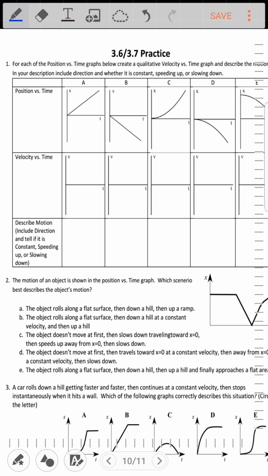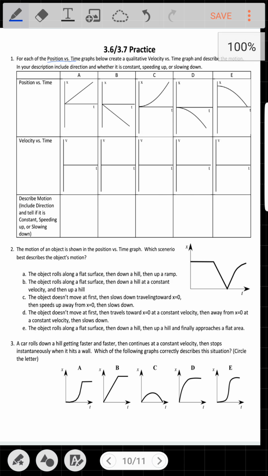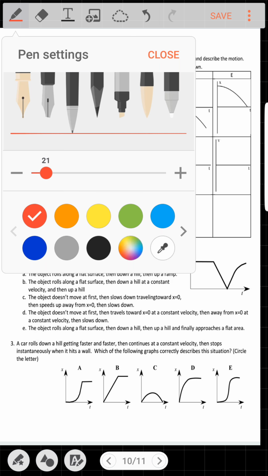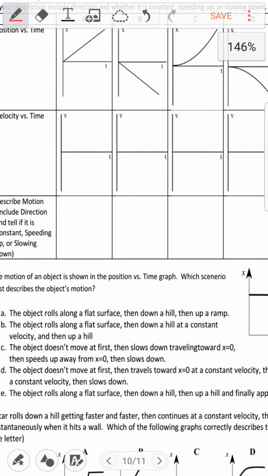For each position versus time graph below, create a qualitative velocity versus time graph. So remember, always look for: am I looking at position or am I looking at velocity? They're showing the same data from a different lens, so you have to keep that in mind. For this motion, I'm going at a constant speed, so my velocity is neither increasing nor decreasing. That's the main thing to focus on here.